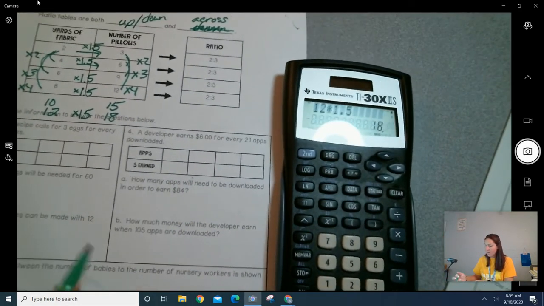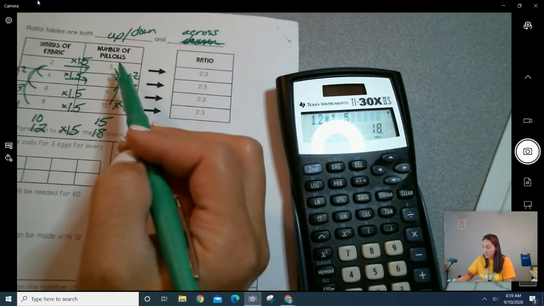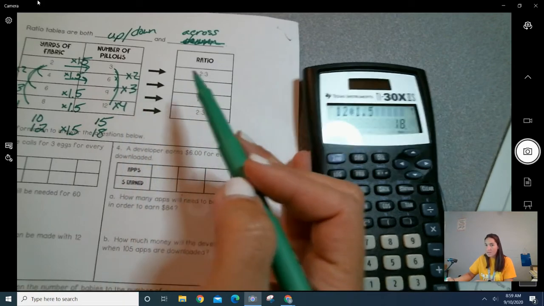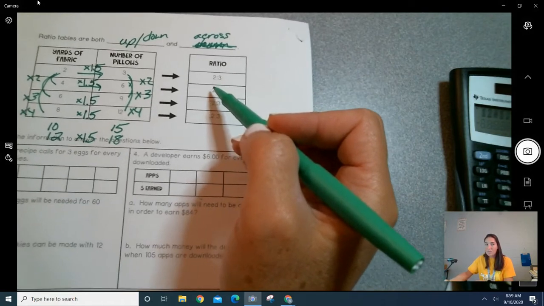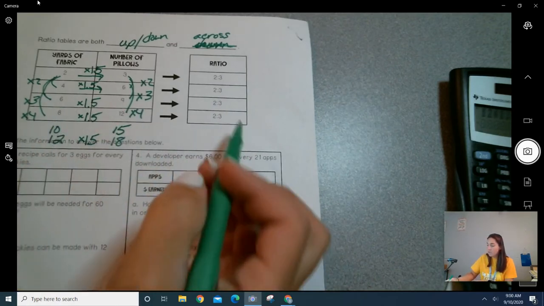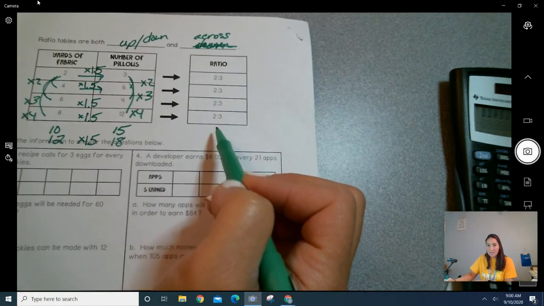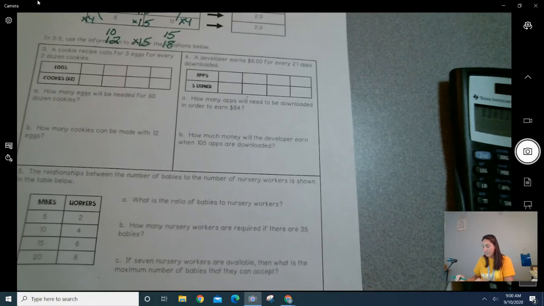And again, if we are looking at these ratios and we want to write the ratio of yards of fabric to number of pillows in one simplified ratio, it's going to be 2 to 3, because that's the simplest ratio we have when we're looking at these ratios, and it's whole numbers. So the ratio is always 2 to 3. That's the simplified version. All right, I'm going to have you guys do number 3, and then we are going to quickly check it, to see if you can finish this ratio table and answer question A and B.